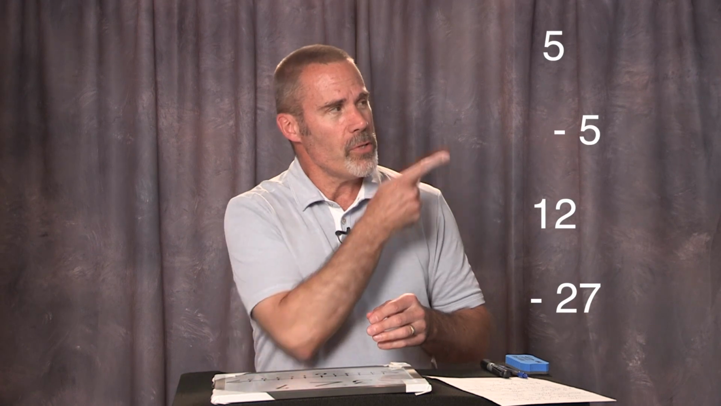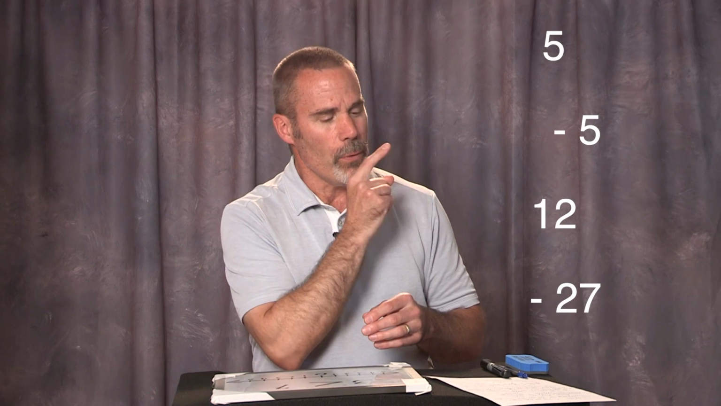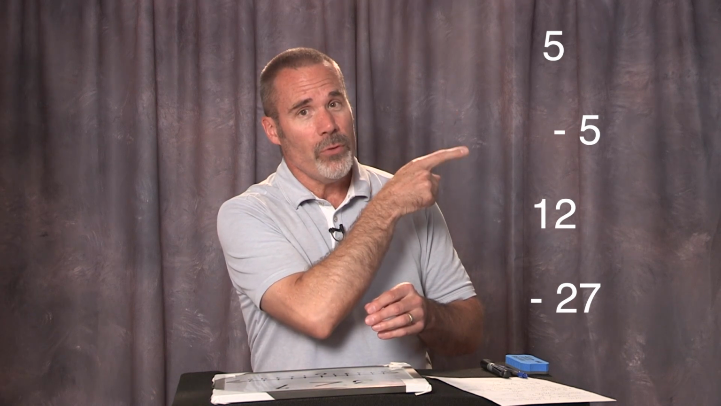Today's topic, as I said, comparing and ordering integers. Let's remember what an integer is. An integer is defined as all whole numbers and their opposites. So let's look at some numbers right here. Numbers like 5 and -5, or 12 and -27. All these numbers over here, these are integers.